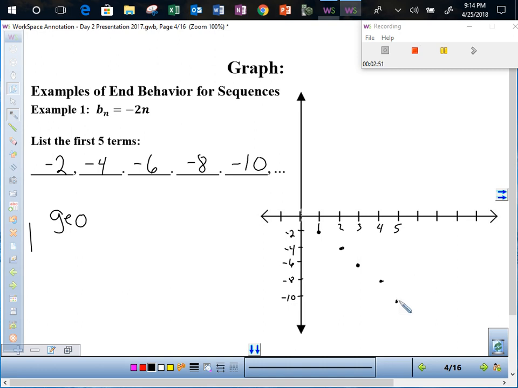Look at what's happening to your y values. As my x values grow, 6, 7, 8, 9, 10, 100, 1,000, my y values are going to continue to decrease. Notice that this is just going to go down forever. This is called a divergent function. Because it does not approach a number, it grows, or in this case shrinks, forever. So this is divergent. In this case, I'm going to say the limit does not exist because we do not approach a number. So that's all I've got on the first one.